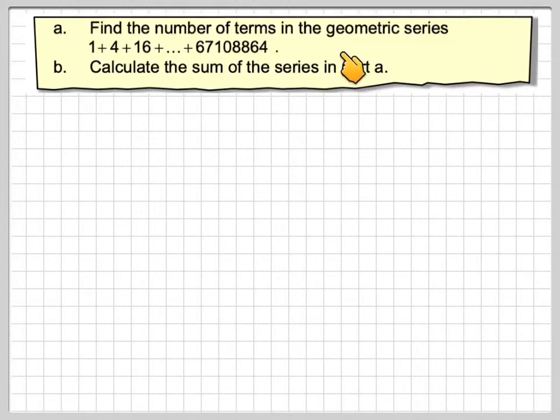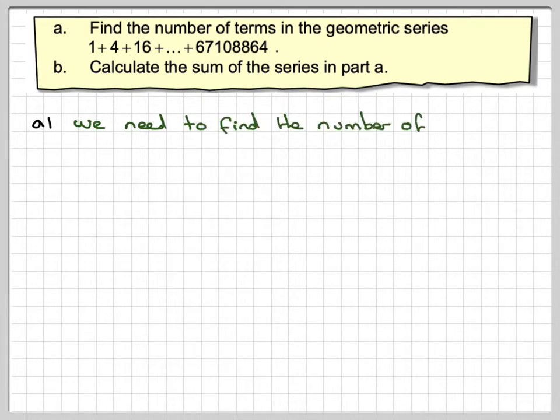Find the number of terms of the geometric series 1 plus 4 plus 16 up to 67,108,864, and then calculate the sum of this series. Right, so we need to find the number of terms in the series, i.e. what the term number is.